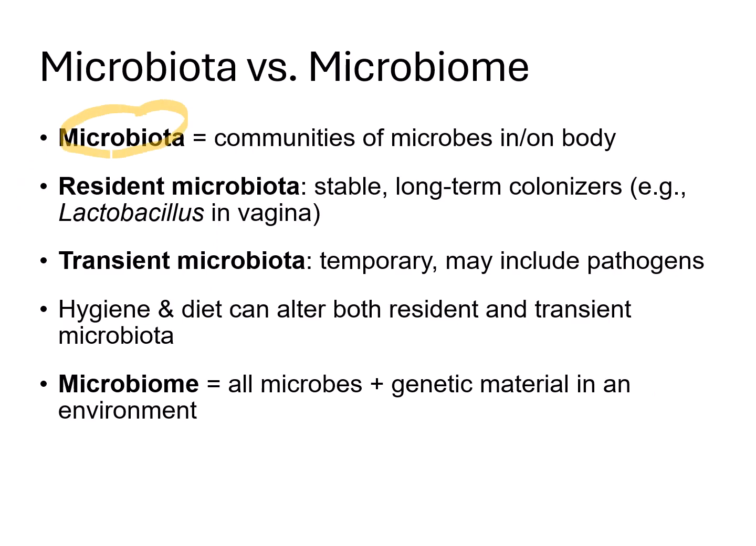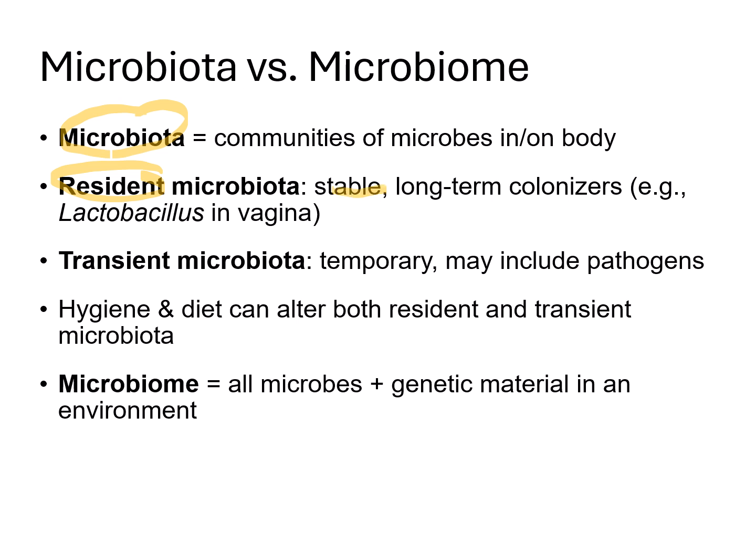Microbiota refers to microbial communities on or inside of our bodies. So these are all the different microbes that live on and inside of us. And there are two subcategories. Resident microbiota are basically the microbes that you've had on or inside of you your whole life since you were born. They're basically like your best friends.